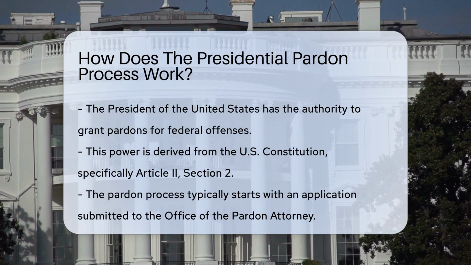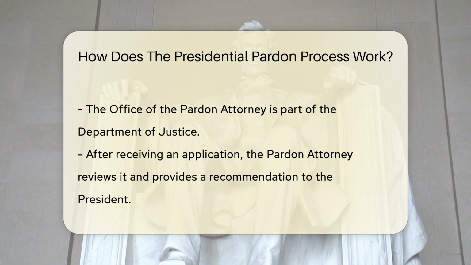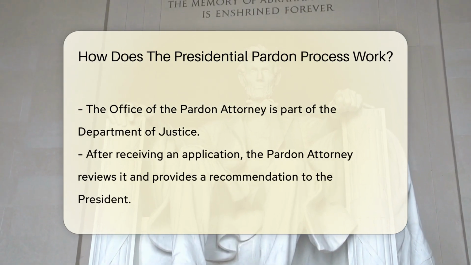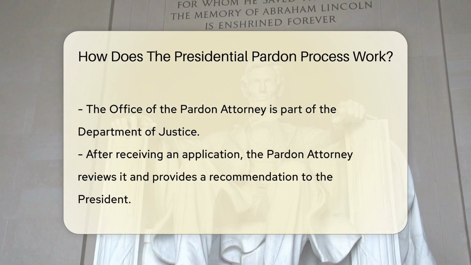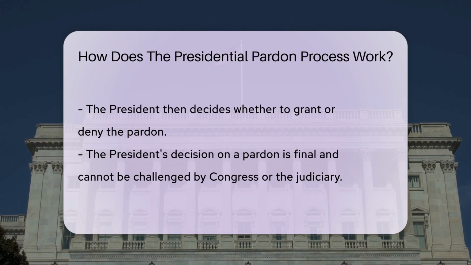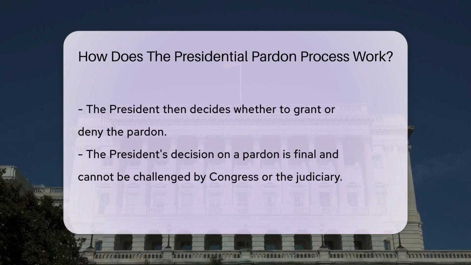The process usually involves submitting a formal application to the Office of the Pardon Attorney within the Department of Justice. The pardon attorney reviews the application and provides a recommendation to the president. The president then makes a decision whether to grant or deny the pardon. The decision is final and cannot be overturned by Congress or the courts.